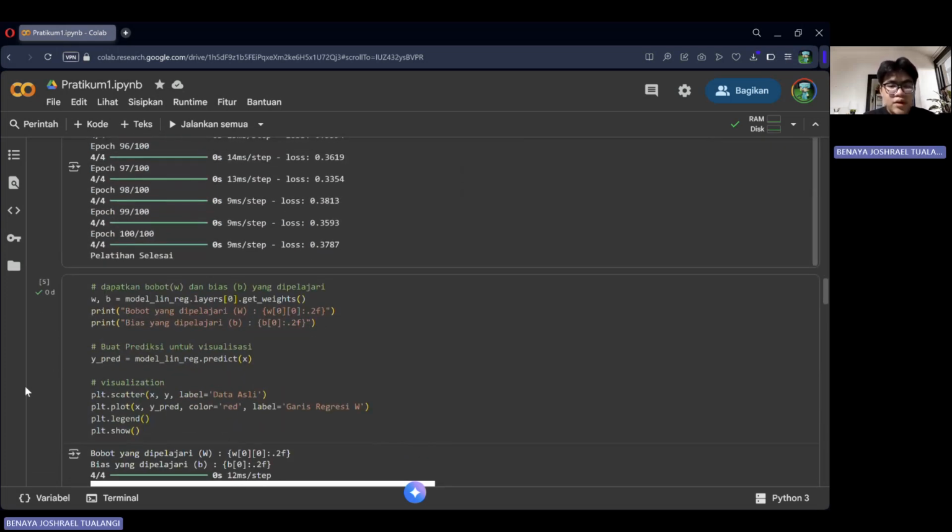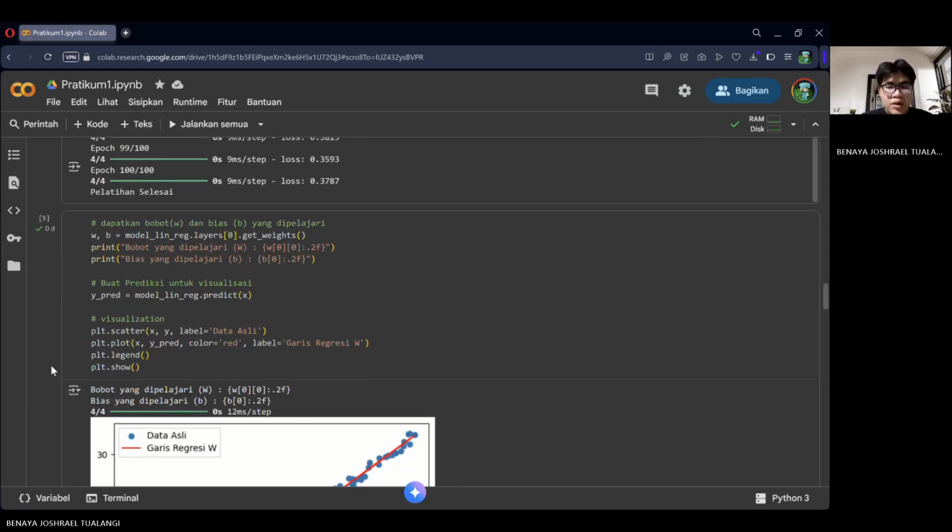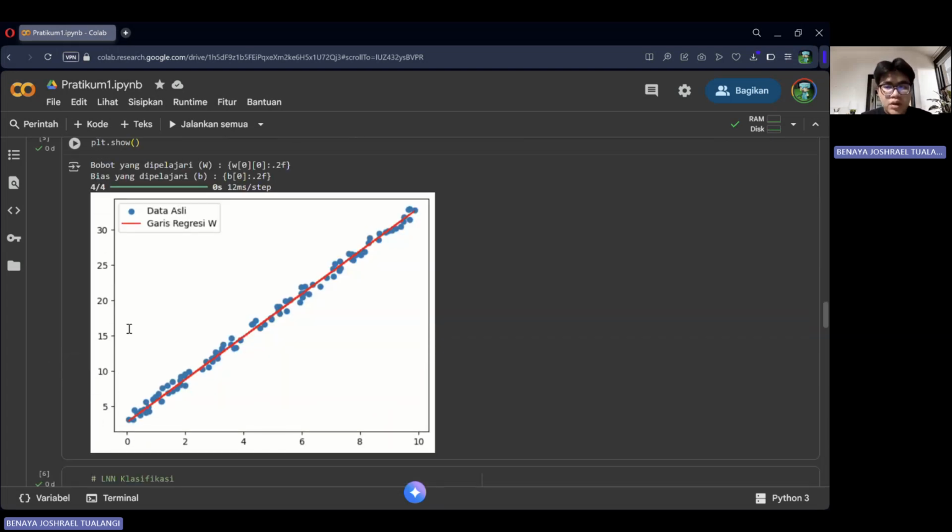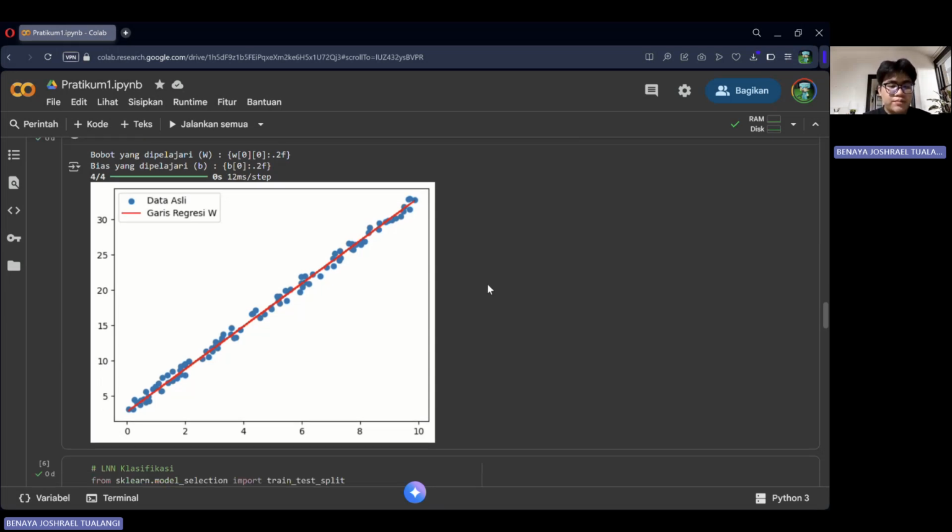Finally, we extract the learned parameters. The model found the weight to be 2.99 and the bias to be 2.29. These values are remarkably close to the true starting values of 3 and 2. The visualization confirms the result. The red regression line accurately captured the trend of the original blue data points, demonstrating the NN's ability to solve a linear regression problem.